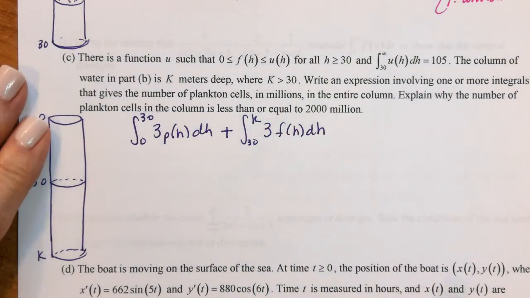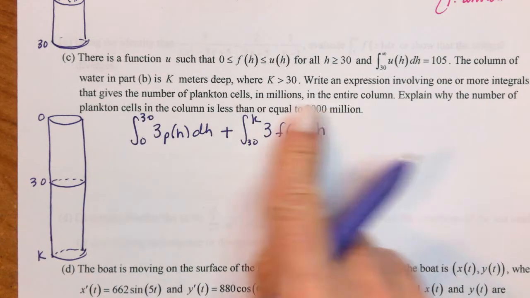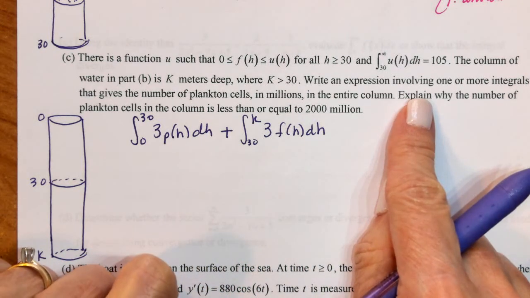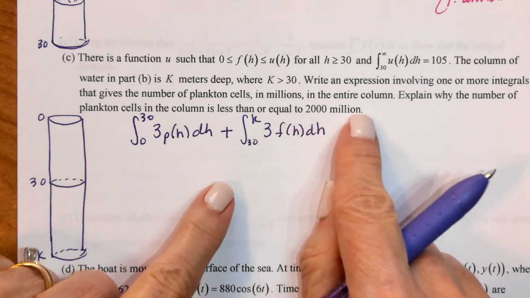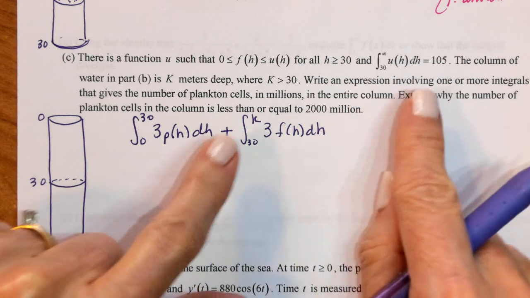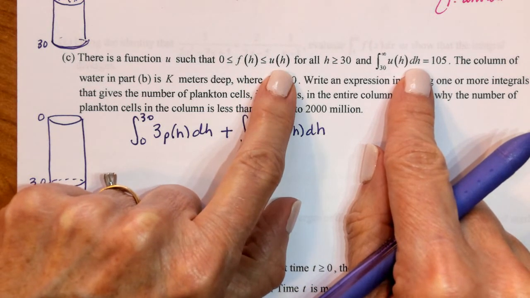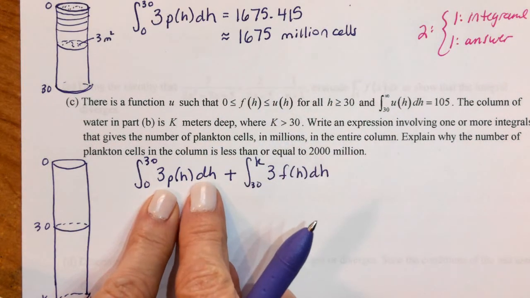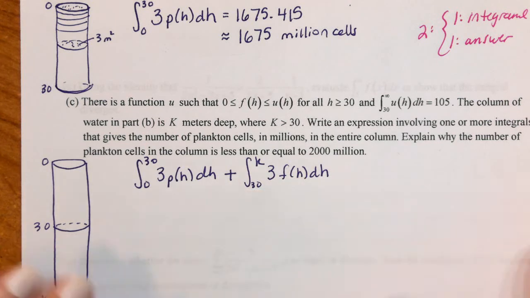So I have done their first thing. I've done what they asked first. Write an expression involving one or more integrals that gives the number of plankton cells in the entire column. Now we want to explain why the number of plankton cells in this column is less than or equal to 2,000 million cells. So now I know I'm going to be using this information here. Okay? This is just a number. I found that number up here. So I'm not worried about that at all. This is something different though, right?